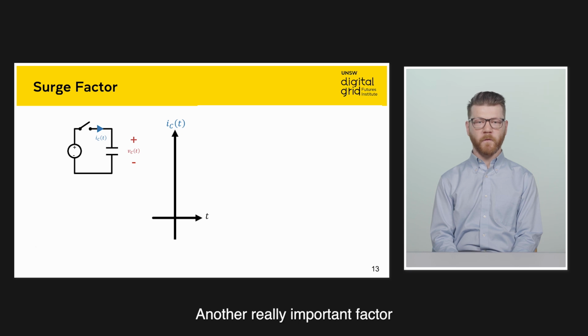Another really important factor to consider when we're talking about how circuits behave in our grid is the surge factor. The surge factor describes what happens in the instant that we close a switch on a circuit. On the left here, we've got a little fictitious circuit with a capacitor in it, a switch and a voltage source. And on the right is a little plot that shows what's happening to the current through that capacitor as a function of time.